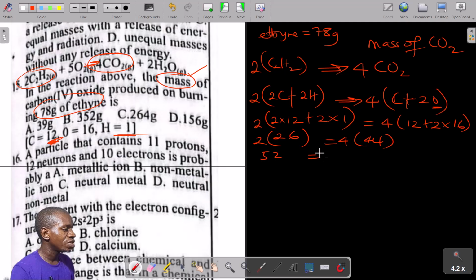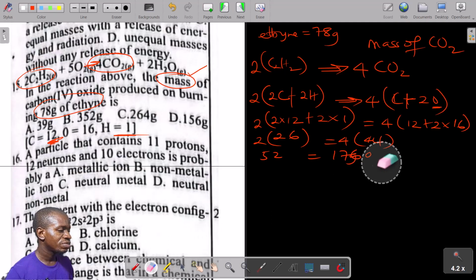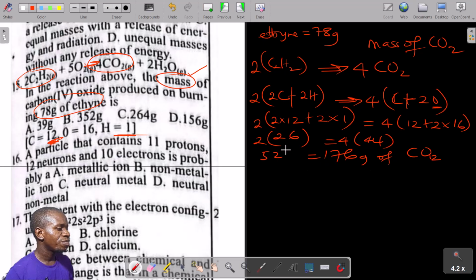52 is going to give you what now? 4 times 44. 4 times 44 will give me 176. This is 176 gram of carbon dioxide. So whereby this is for the ethane, this is for ethane.